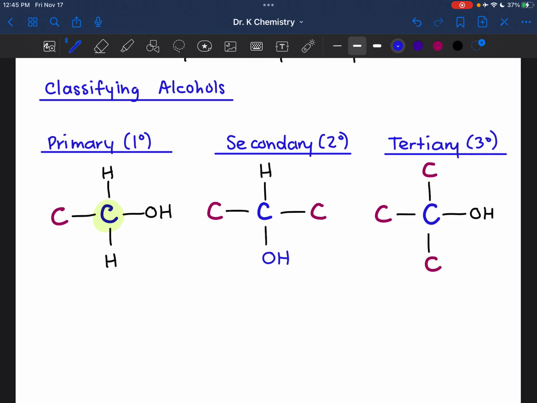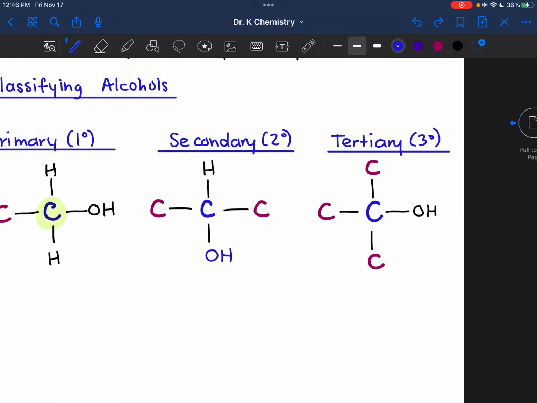Note that we can't have a quaternary alcohol because one of these attachments has to be an OH group or it wouldn't be an alcohol. And carbon can't make more than 4 bonds, so tertiary alcohols is the largest that they could possibly get.